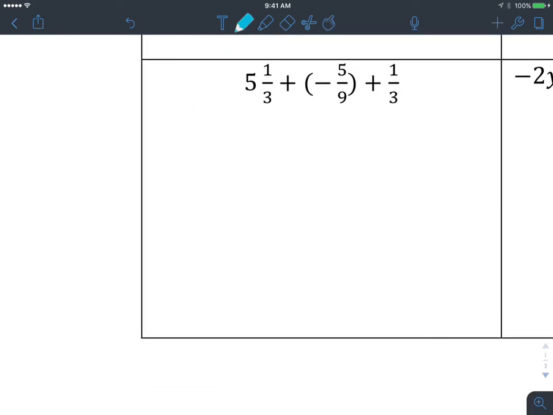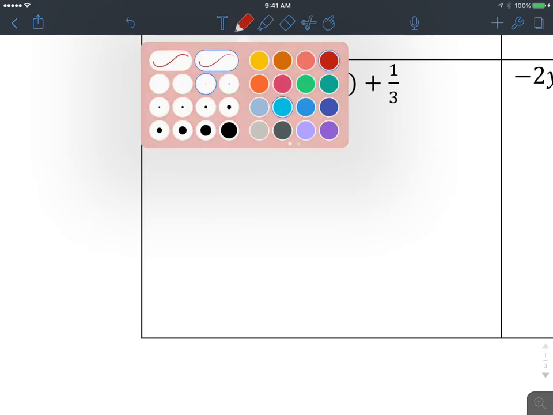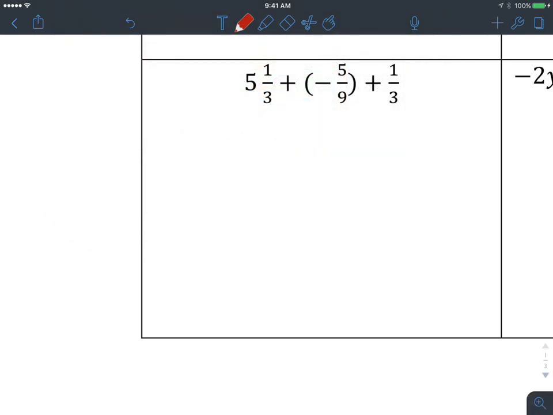Now the last one. So the last one, don't be intimidated by it. It's the exact same process that we've been doing with these two fractions, and now we just have 3. So it's just a little bit extra, but we're going to do the same thing. We want all of them first in improper fraction form.